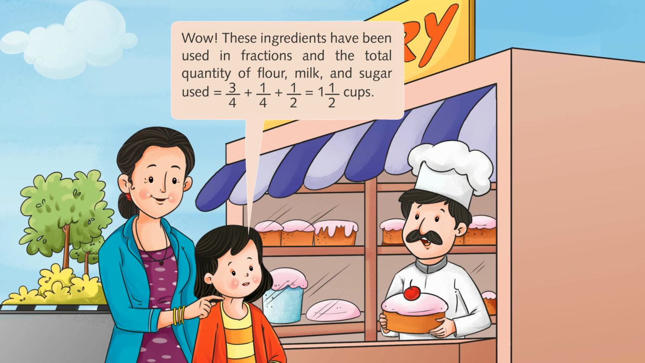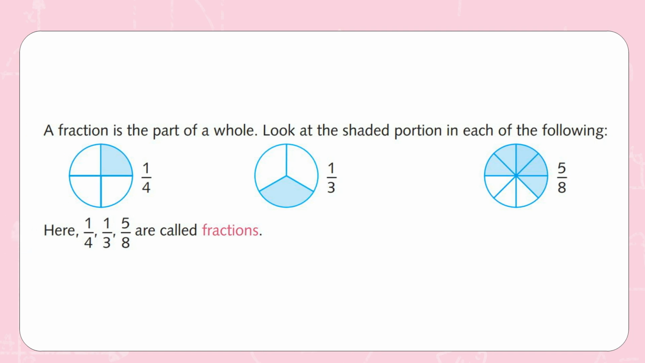Wow, these ingredients have been used in fractions, and the total quantity of flour, milk and sugar used is equal to 3/4 plus 1/4 plus half, which is equal to 1.5 cups. A fraction is the part of a whole. Look at the shaded portion in each of the following.